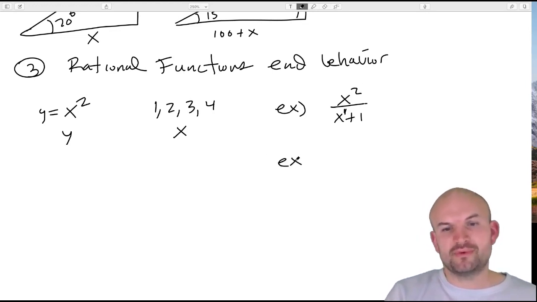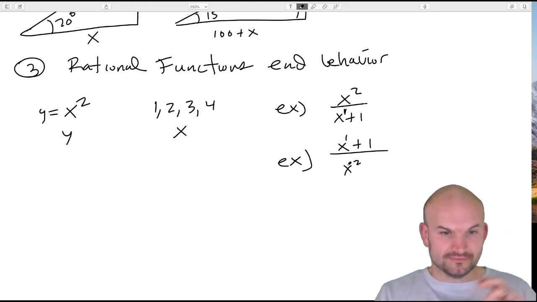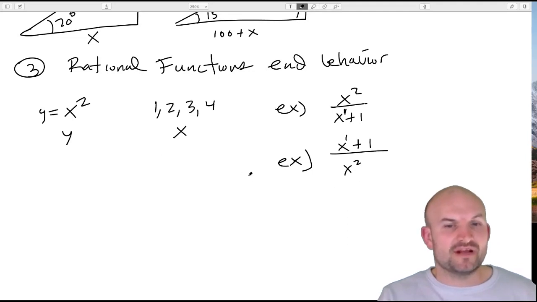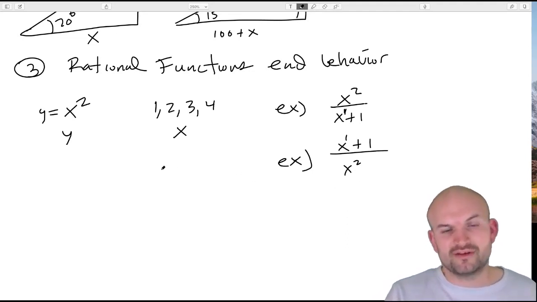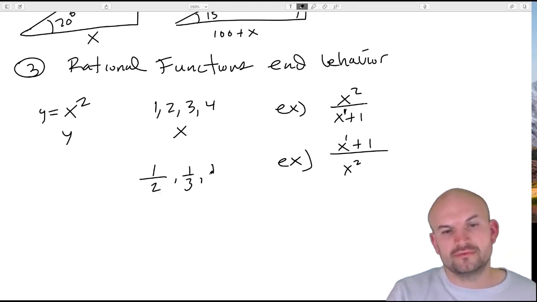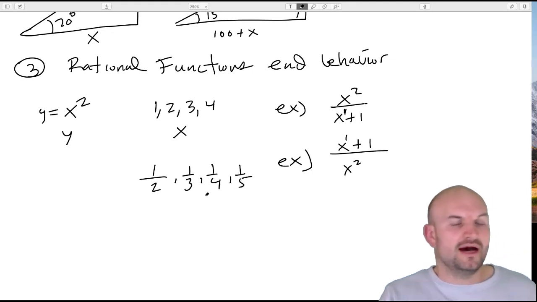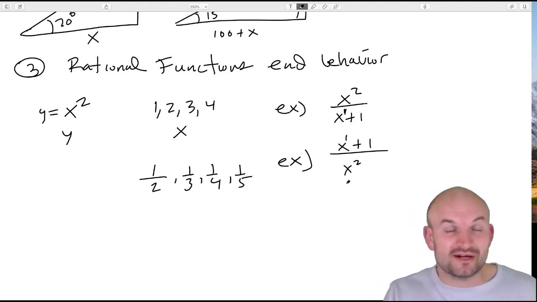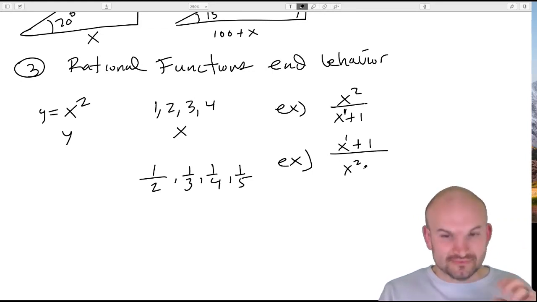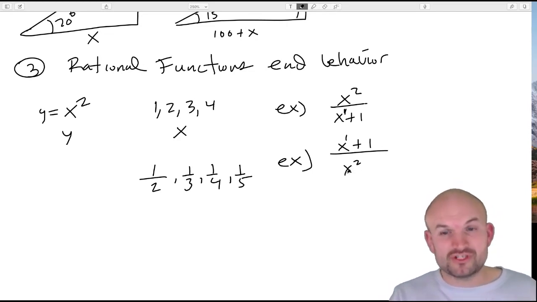Well, let's flip it over. What if the degree in the numerator is smaller than the degree in the denominator? Well, that means the denominator is growing faster, right? Now, what happens when the numbers in the denominator keep on getting larger and larger? For instance, if I had 1/2, 1/3, 1/4, 1/5, and just imagine those numbers being squared, they're going to get smaller and smaller. So as my denominator is getting larger and larger, my end behavior is approaching 0.